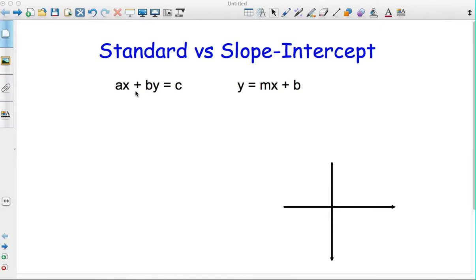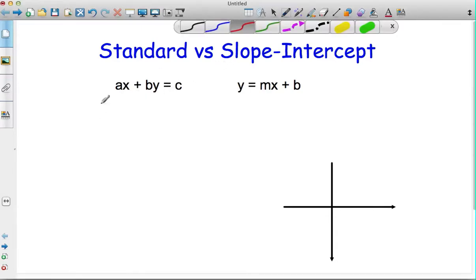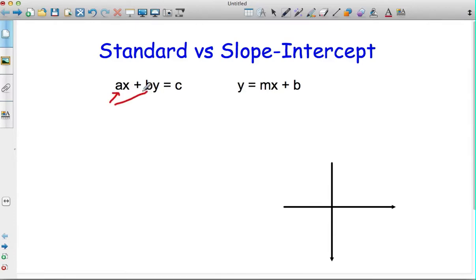So if you haven't started copying this down yet, go ahead and get this equation called ax plus by equals c. On this, something to note, neither a nor b can be 0. They cannot be 0.